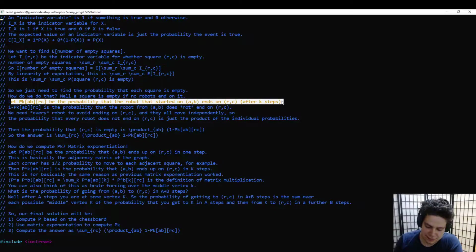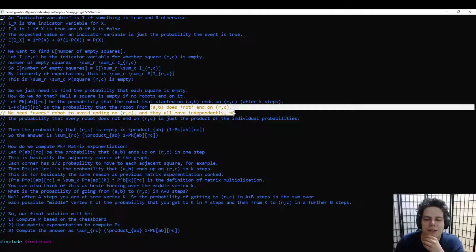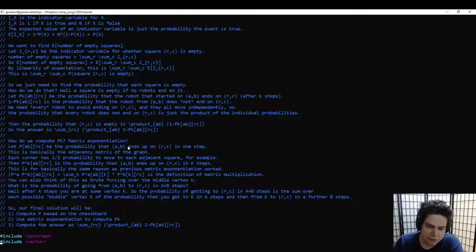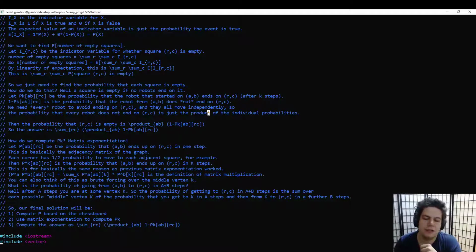Realize that this is like counting the number, not really the number of paths, but the probability of a path from A, B to RC in k steps. Make the connection to matrix exponentiation that we saw earlier, and then put it all together. And I guess also realize how to combine, the probability that the square is empty means the product of the probabilities that each robot doesn't land on it.